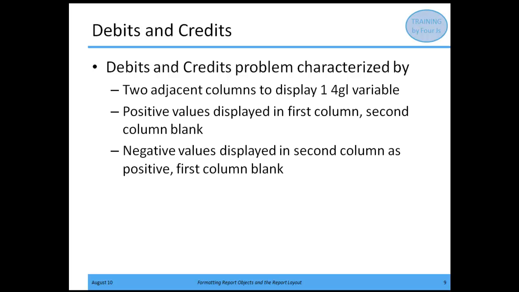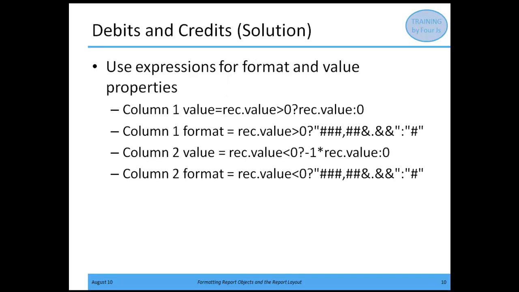For the next couple slides, we're going to talk about how you would arrange debits and credits columns on a report. Now, typically when you build a report and you're dealing with debits and credits, you'll have 2 columns going down the report. If it's a credit, it will appear on the credit side or the credit column. If it's a debit, it will appear in the debit side or the debit column. So we have our 2 adjacent columns displayed in 4GL. Positive values we want to display in that first column. Negative values we want to display in that second column. How do we achieve this? Well, we achieve this by putting some expressions into both the format property and the value property.